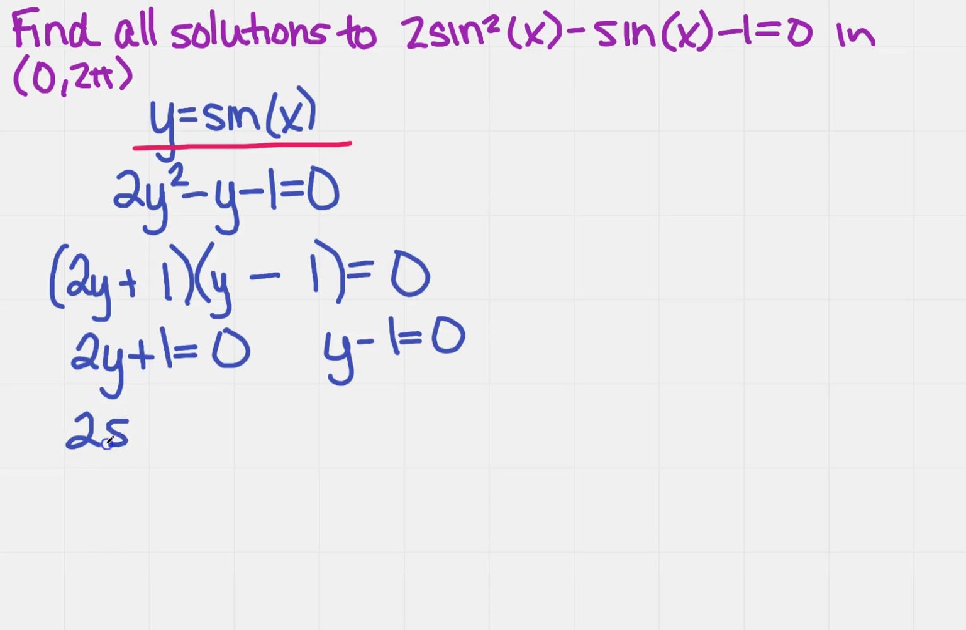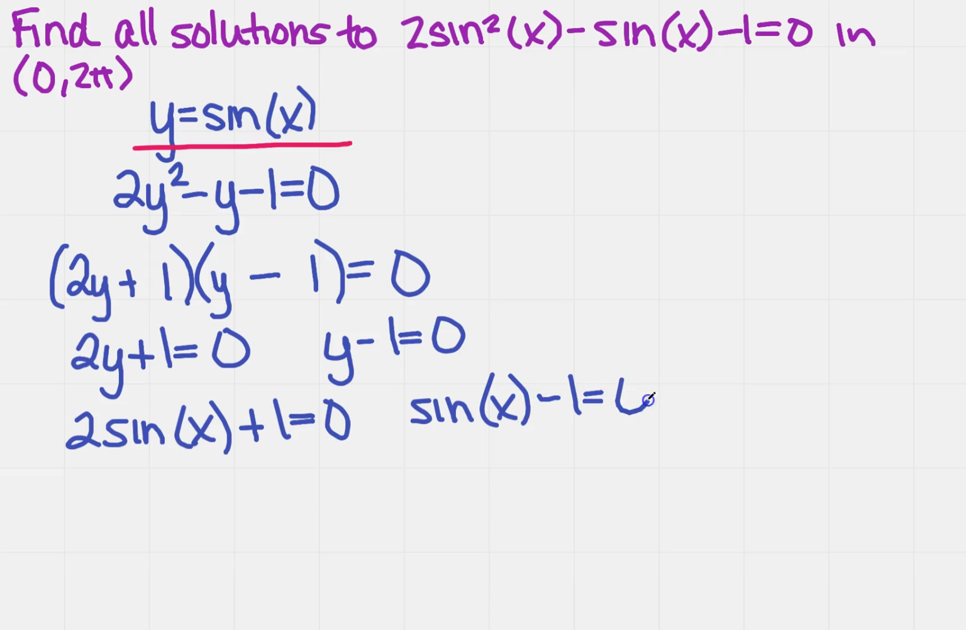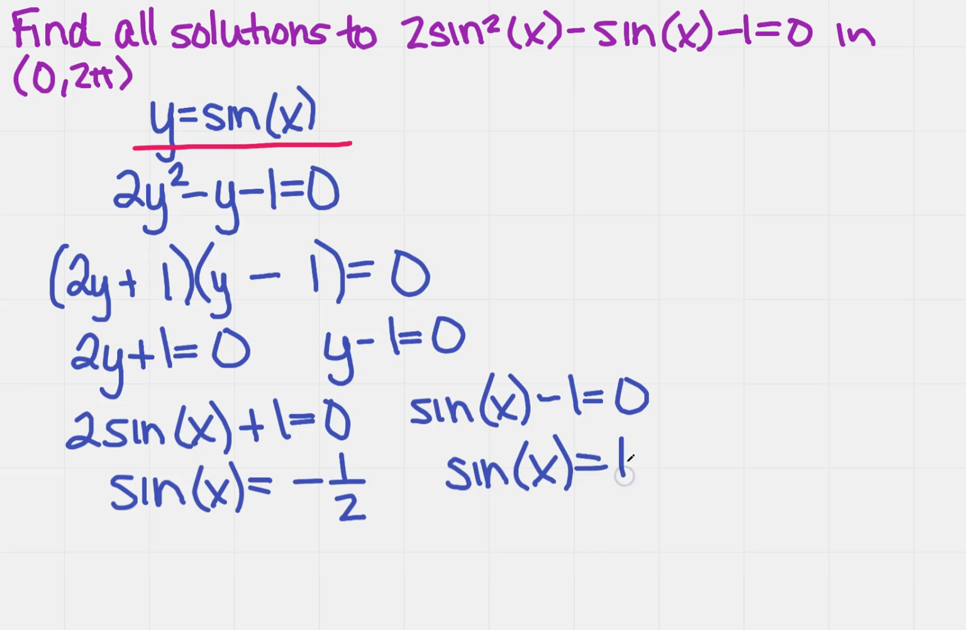So that's going to be 2 sine of x plus 1 equals 0, or sine of x minus 1 equals 0. And then you just solve for sine. So on the left, I'm going to get sine of x equals negative 1/2. And on the right, I'm going to get sine of x equals 1.